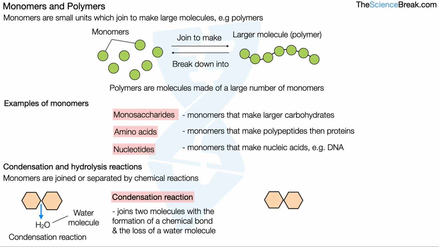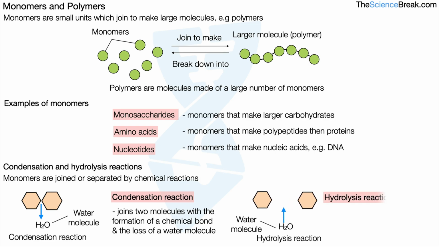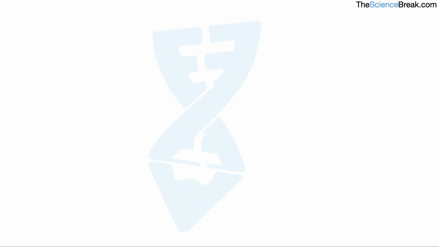Here are 2 monomers that have already been joined. We can also use a water molecule to break them apart. This is a hydrolysis reaction. A hydrolysis reaction breaks the chemical bond between 2 molecules with the use of a water molecule. So these are 2 important definitions for this unit.